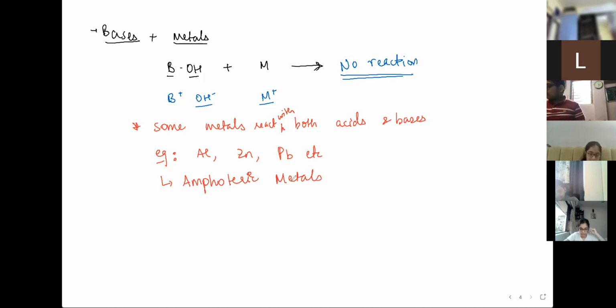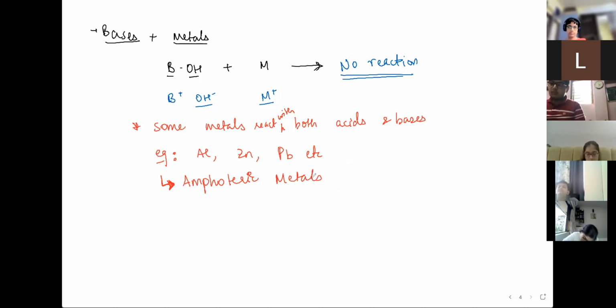The amphoteric metals concept is very, very important, because in this chapter we're learning about acids and bases. In metals and non-metals, you will come across this again. There is always some question on this concept, and the amphoteric metals question is definitely a favorite for a lot of exam people.